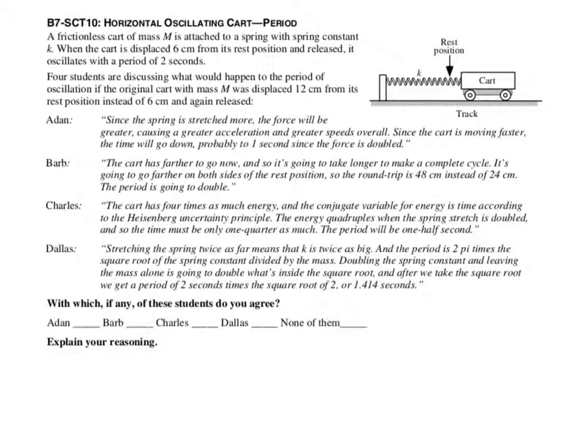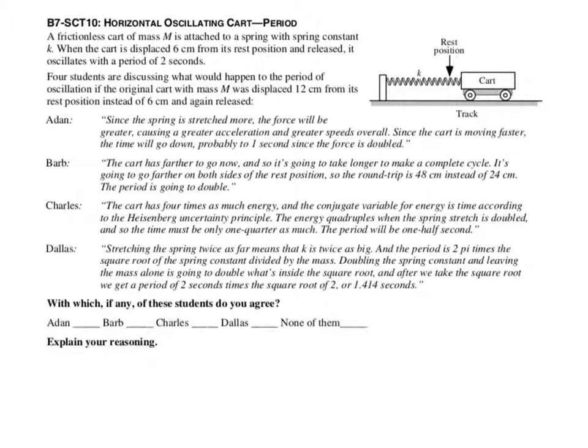And Dallas says stretching the force twice as far means k is twice as big, and since the period is 2 pi times the square root of the spring constant divided by the mass, doubling the spring constant and leaving the mass alone is going to double what's inside the square root. And if we take the square root, we're going to get a period of 2 seconds times the root of 2, or 1.414 seconds. Let's go through these one by one.